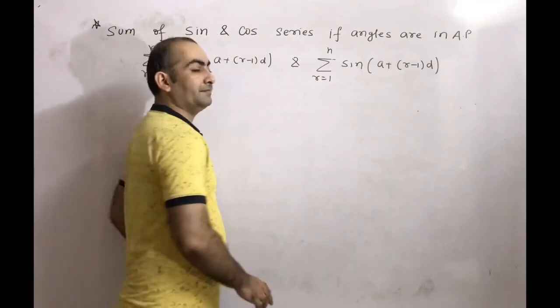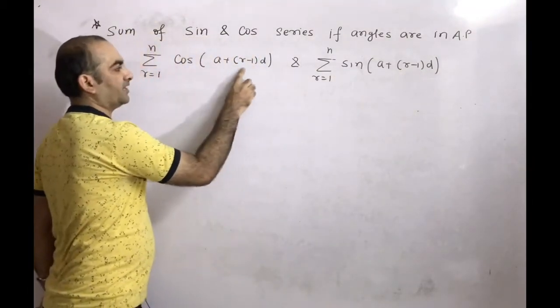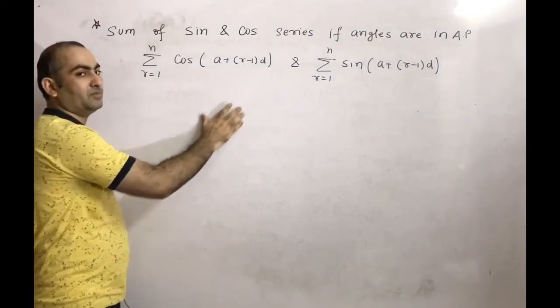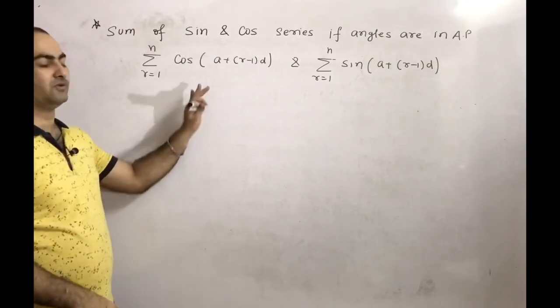Here we see the angle is what? a plus r minus 1 into d, and here also a plus r minus 1 into d. So this is what? The general term of an AP series. So here we can say that the angle is in AP. So we have to find the summation of cos and sine series.